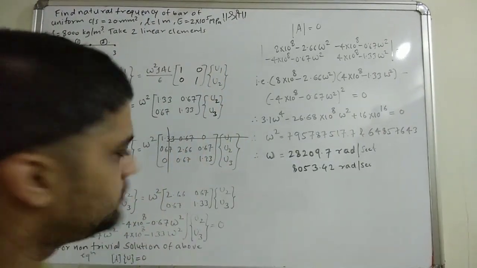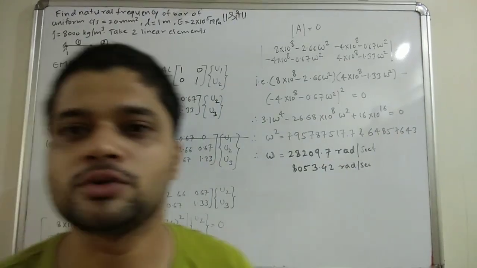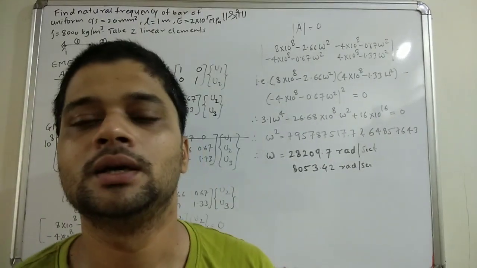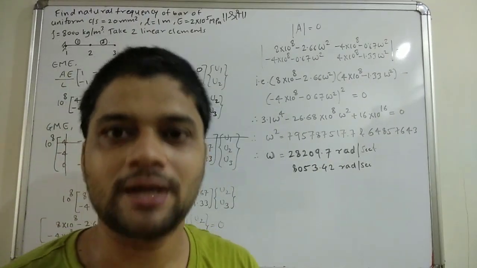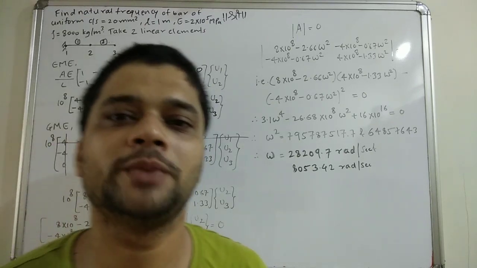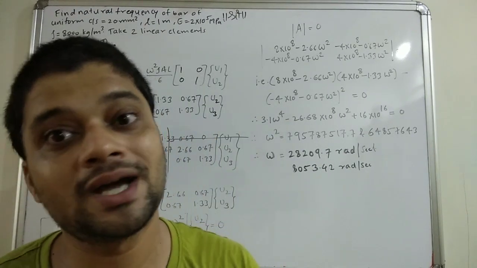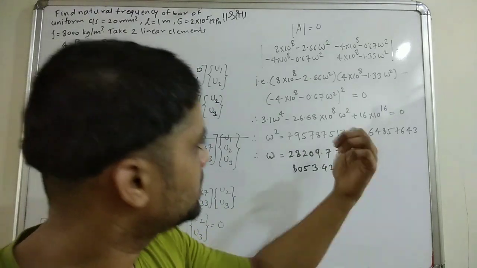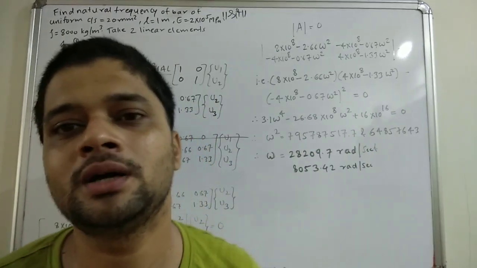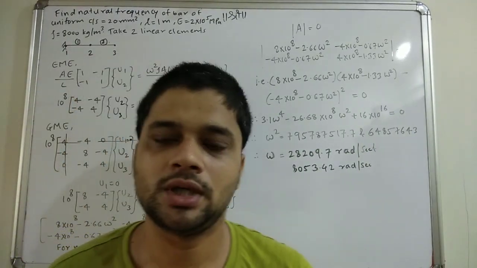Again we will be doing the non-trivial solution. Again we will be finding the determinant of that square matrix. Again we'll have an equation in omega raised to 4, which will be a quadratic equation in omega square. Again we will find 2 values of omega, and that is how we need to approach.